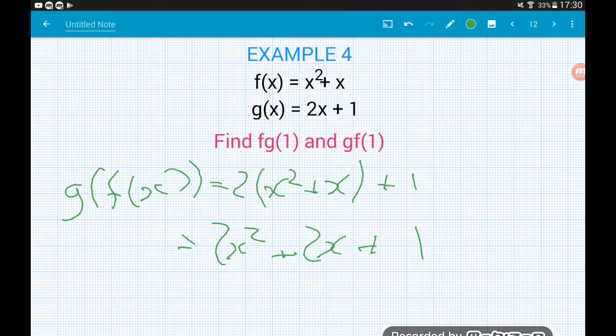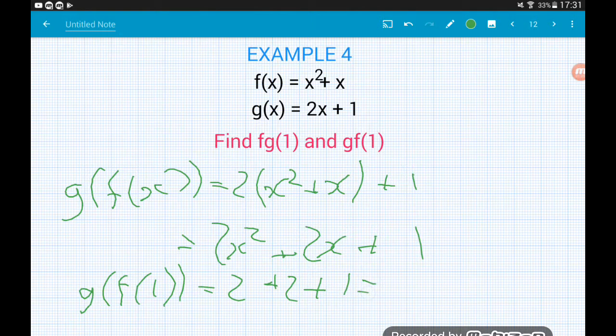Now we need to find the value of that when x is equal to 1. So g of f of 1 is equal to 2 times 1 squared, 2, plus 2 times 1, 2, plus 1, which will give us 5. So g of f of 1 here is equal to 5.